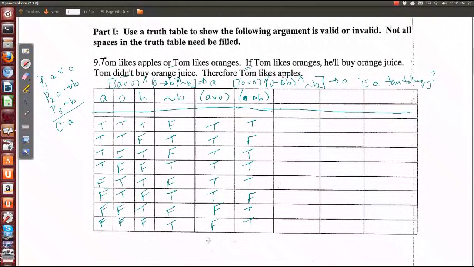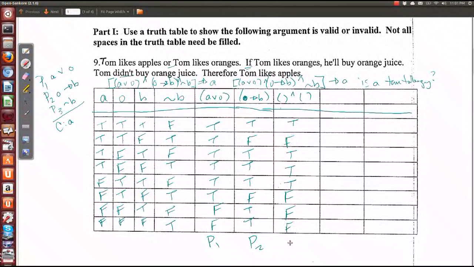This is my premise 1. This is my premise 2. And what I'm supposed to be taking care of here is premise 1 conjunction premise 2. And a conjunction is only true if two given statements are true. That happens on the 1st row, the 3rd row, the 4th row, and the 5th row. Everywhere else is false.